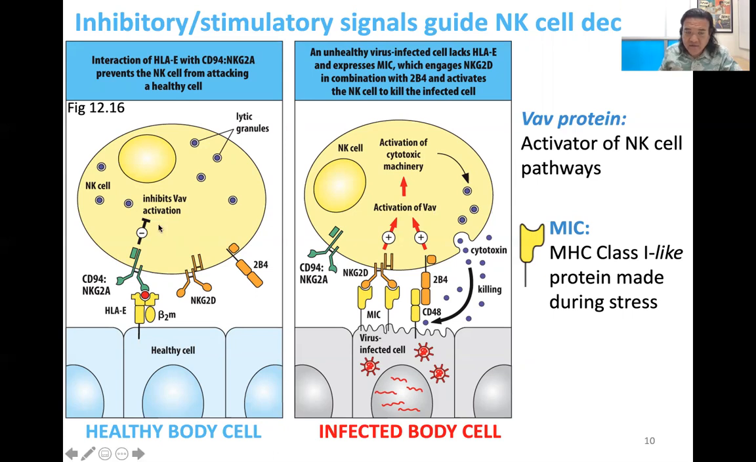So if VAV is not activated, right, that is essentially what this negative inhibitory signal means here on the left, right? You don't get activation of the NK cell. But if VAV protein is activated, then that VAV goes ahead and it activates various things inside of the NK cell, including the machinery that then begins to unload these cytotoxic signals.